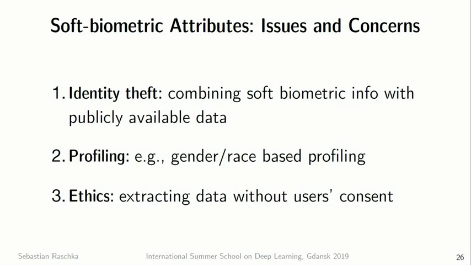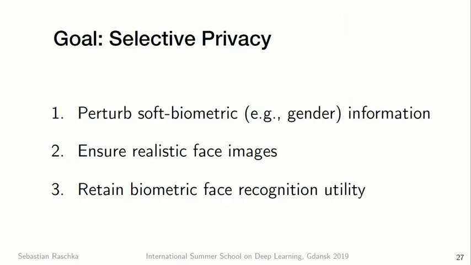But also just the ethics. I mean, doing that without even asking people is not a nice thing. So our goal was basically to perturb this information, to hide it, while still ensuring that the image is useful. Because if my goal is just hiding this information, I could make a scrambled image, but then of course it is not useful anymore. So our goal is also to ensure that these face images still look like real face images, and that we can still use them for face matching and identity checking.